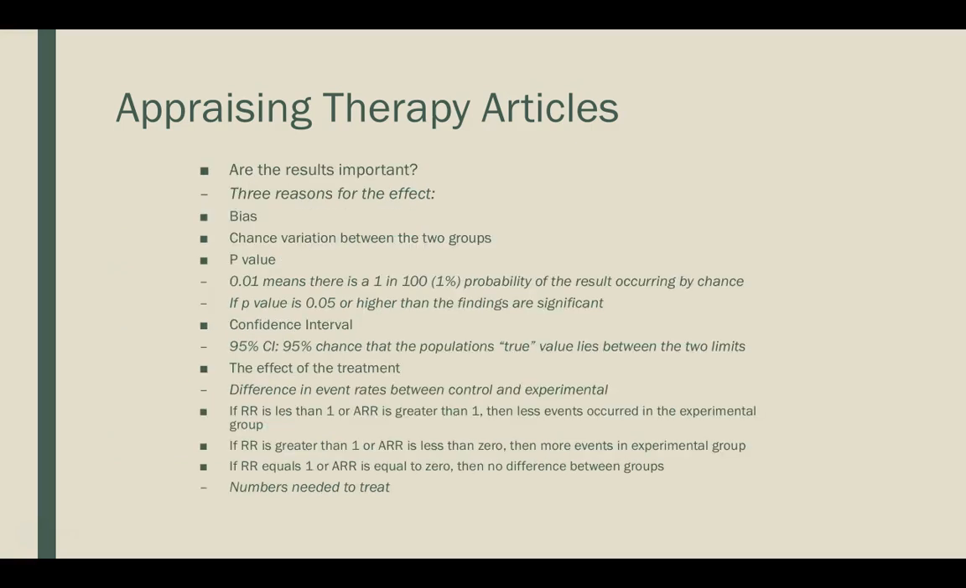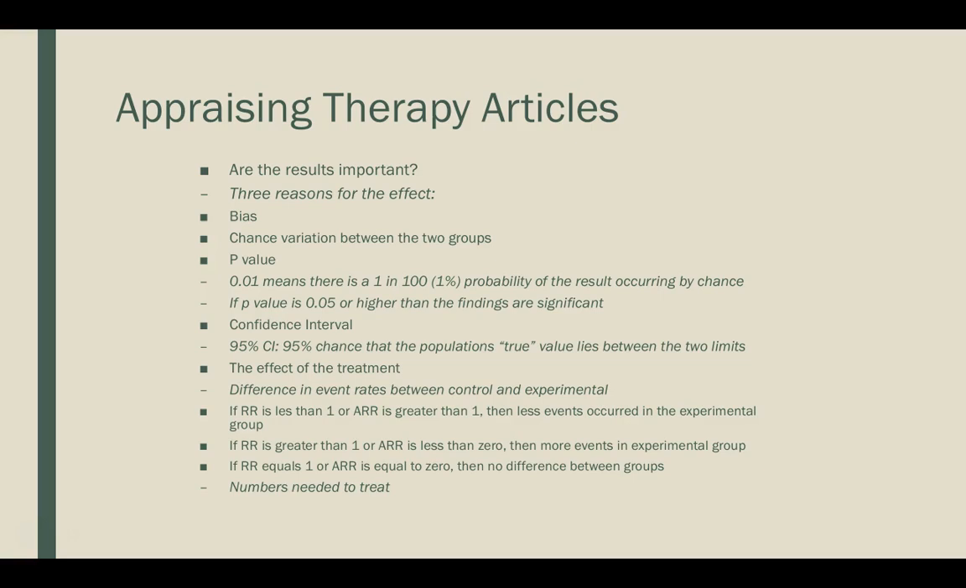Again, are the results important? So the effect that we see could be because of 3 reasons. It could be bias, right? The researcher did something or was aware of something and changed results. The subject was aware and kind of changed their attitude and changed the results.